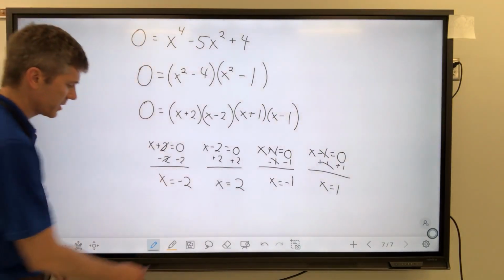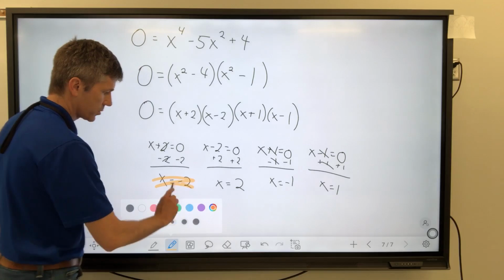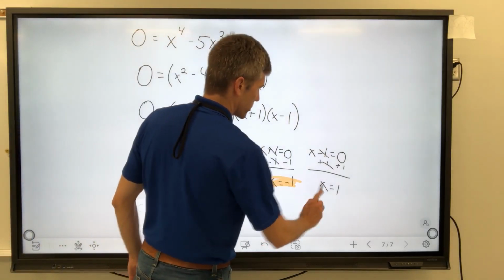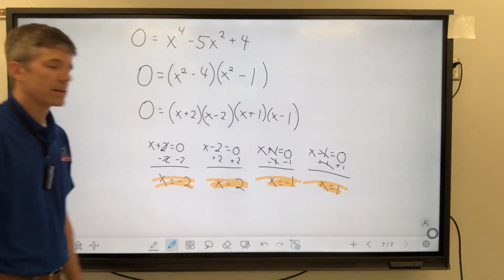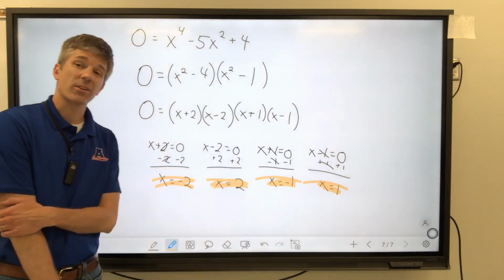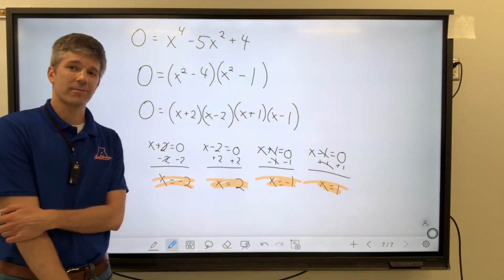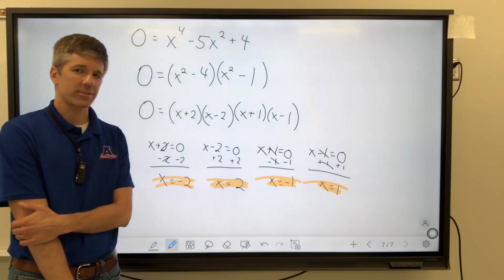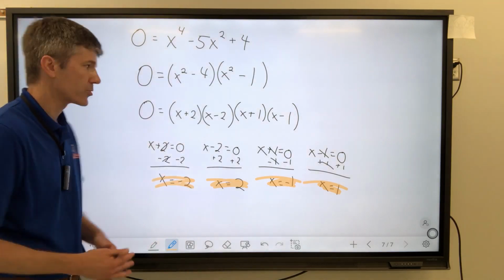We found all 4 of them. Let's highlight them just for fun. There's 1, there's 1, there's 1, and there's 1. And you know what you could have done? You could have graphed it and found them. Does that always work? No. That's why we factor, so we can find what we need to truly find.